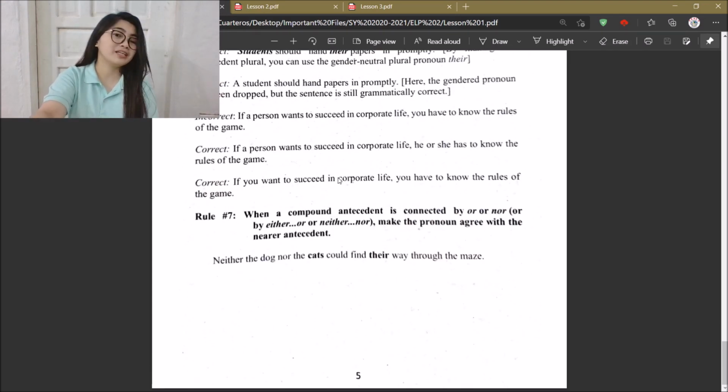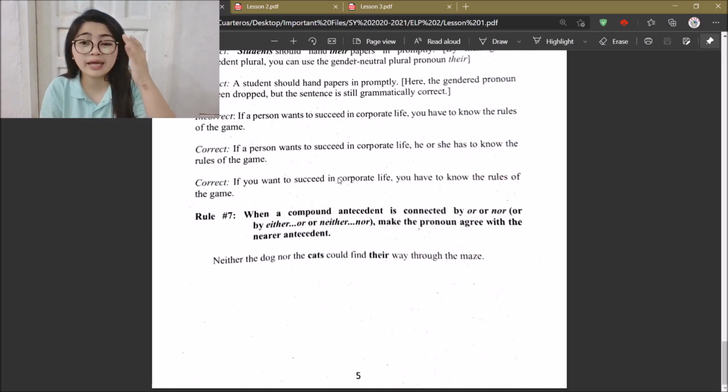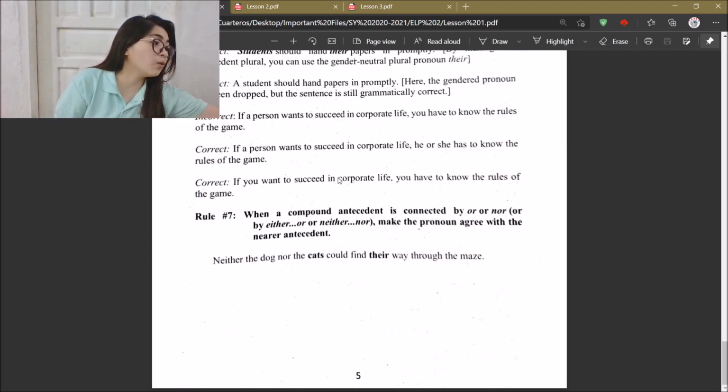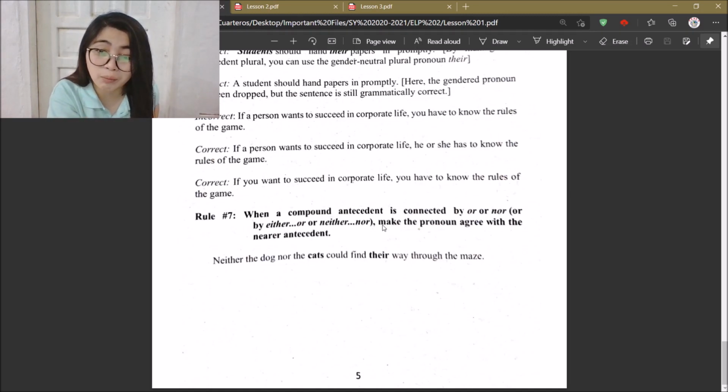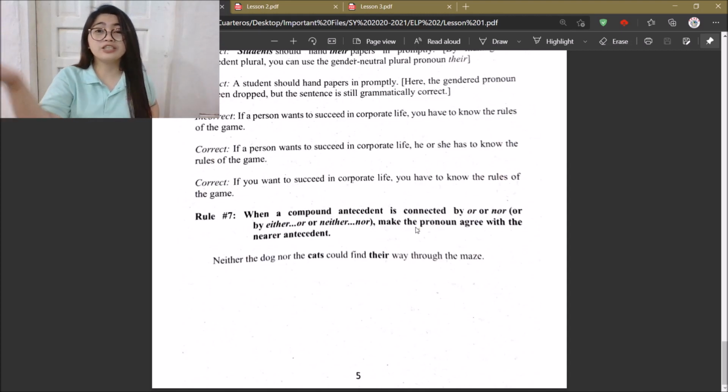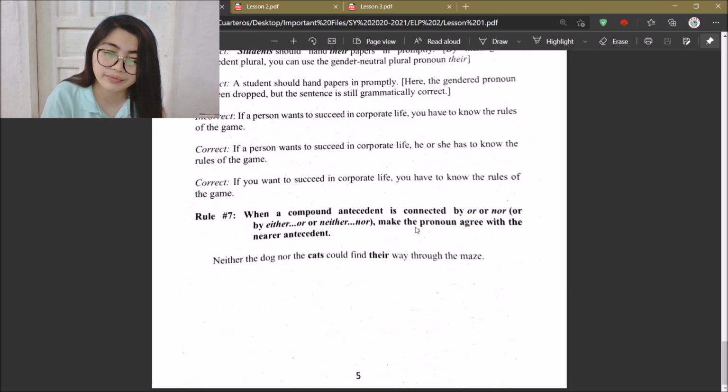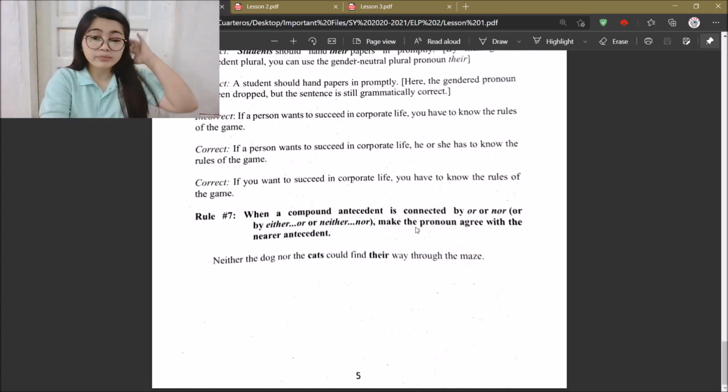And the last one is rule number 7. When a compound antecedent is connected by or, nor, either-or, or neither-nor, make the pronoun agree with the nearer antecedent, or with the antecedent closest to the verb. Again, take note na lang: nearer antecedent. Make the pronoun agree with the nearer antecedent, or the one closest to the verb. Okay, we have the example here.